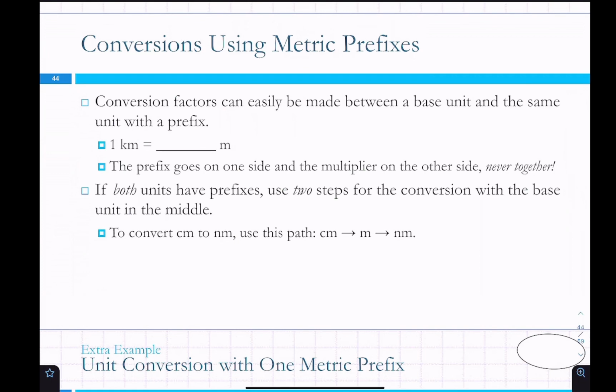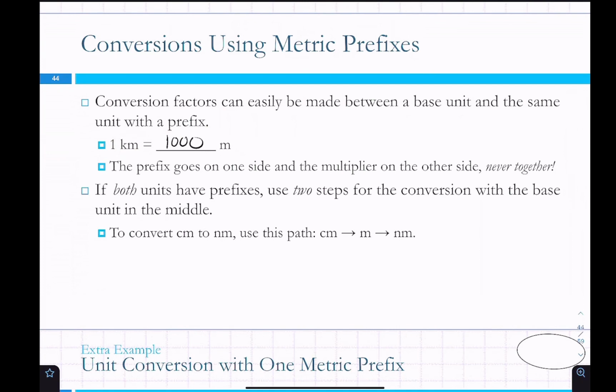Conversion factors for metric prefixes, these are the ones that I want you to memorize. The metric prefix tells you what the conversion factor is going to be. So especially for a base unit and the same type of unit with a prefix, so we're talking like kilometers to meters here, 1 kilometer means 1,000 meters. So that kilo means 1,000. So this is 1,000 meters. And that's an exact conversion, right? Metric to metric. So prefix goes on one side and the multiplier on the other side. They never go together.